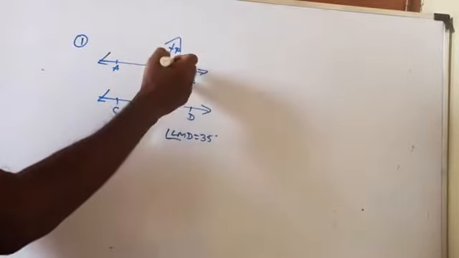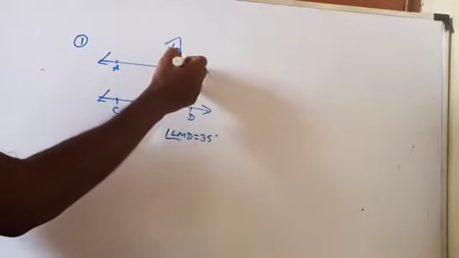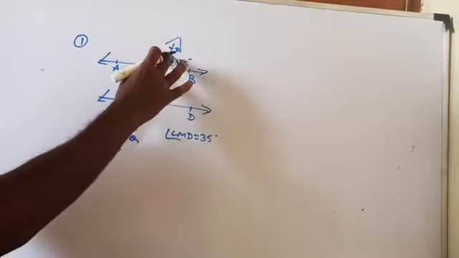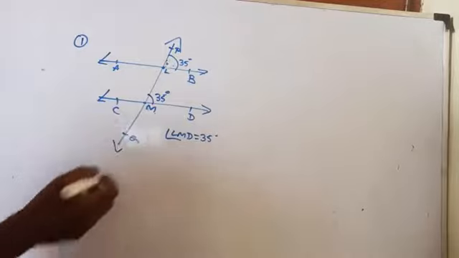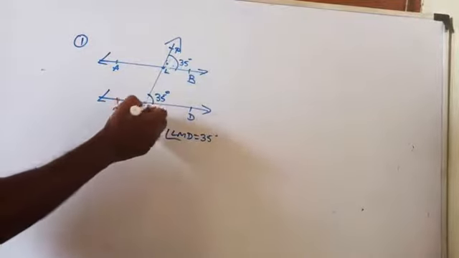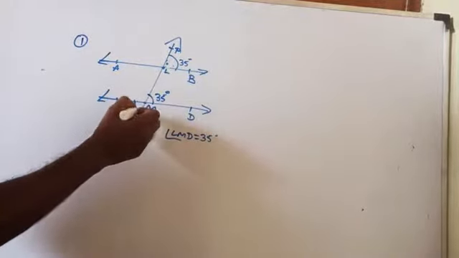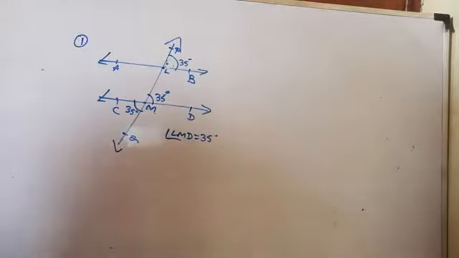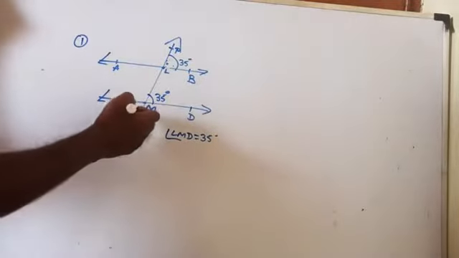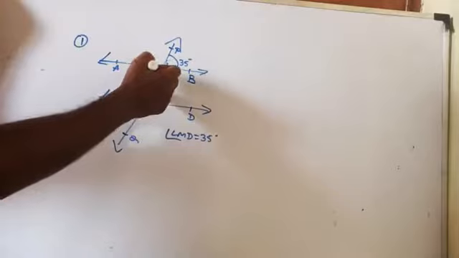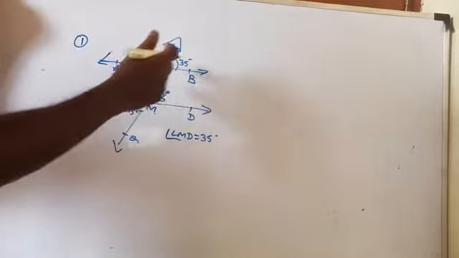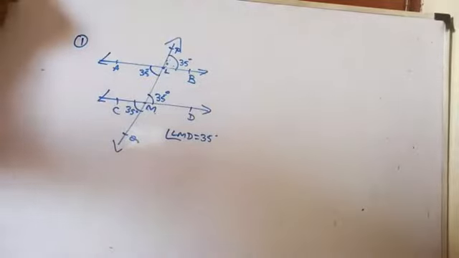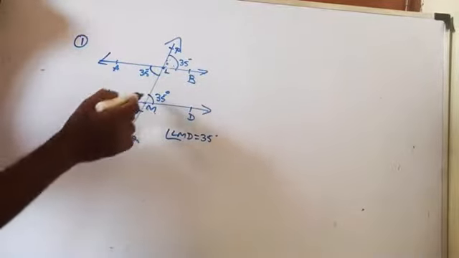If LMD is 35, then you can say angle PLB is also 35. Am I right? Because it is a corresponding angle. Once you get the value 35 here, it is also 35 because of vertically opposite angles. Otherwise, you can say that vertically opposite angles are equal. Now you have to find 4 more angles.